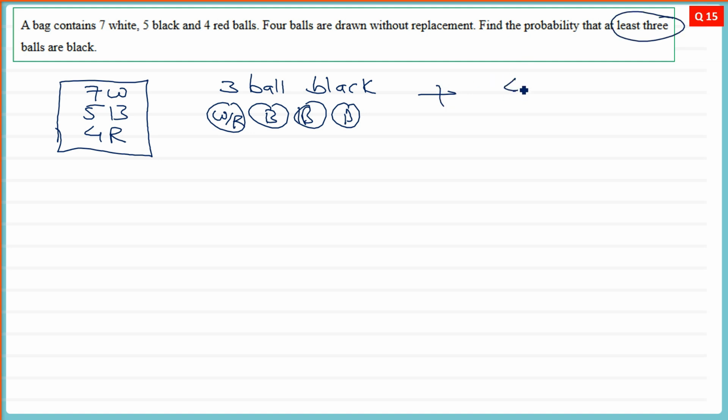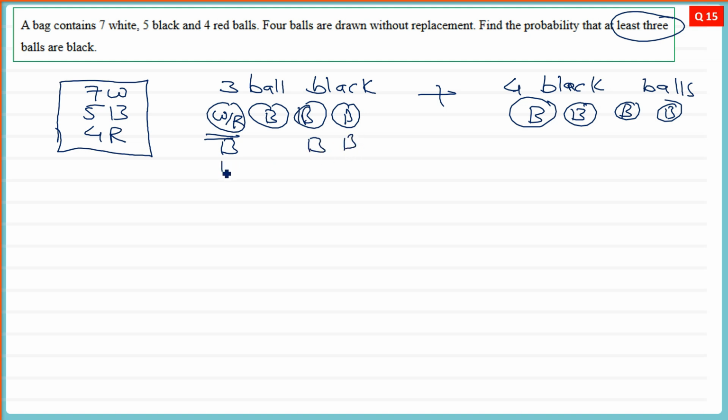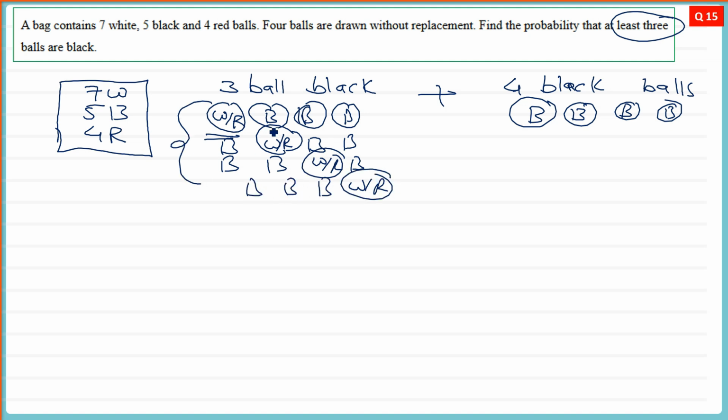Now 4 black color can also come, at least means 4 also can come. So 4 black balls. So it can be black, black, black, black, or all of them should be black. Now this first one can be white or red, the other three can be the black balls, or you can have first black, second white or red, then black, black, or first black, second black, then white or red, and then black, or first black, second black, third black, and the fourth one any of white or red. So these are the 4 different probabilities.